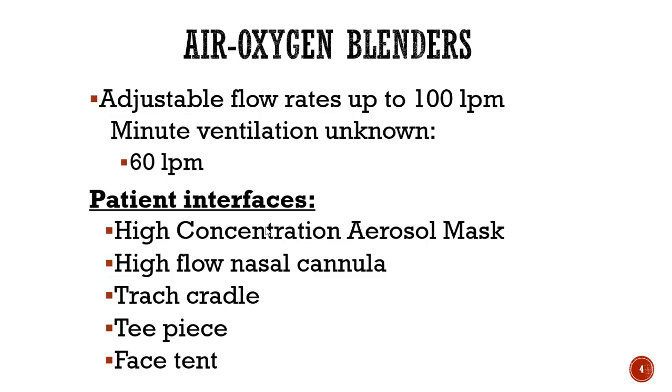So again, looking at the air oxygen blenders, they have adjustable flow rates, some of them up to 100 liters per minute. But at the very least, all of them go up to at least 60, which again, we know is that magic number that's going to cover all the needs. Some examples of the interfaces you guys are going to be looking at are a high concentration aerosol mask, high flow nasal cannula, a trach cradle, a T-piece, a face tent, and we'll see those all in lab this coming week.